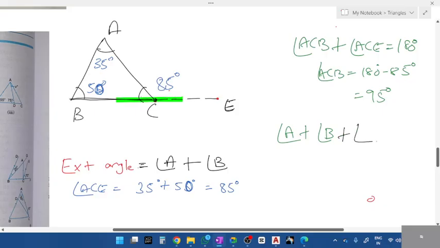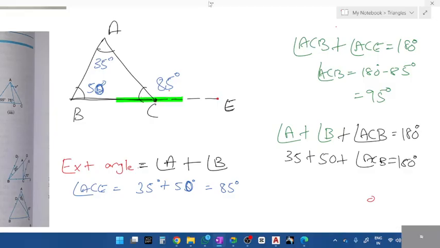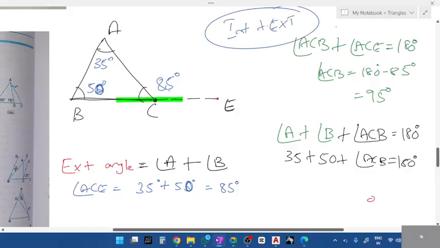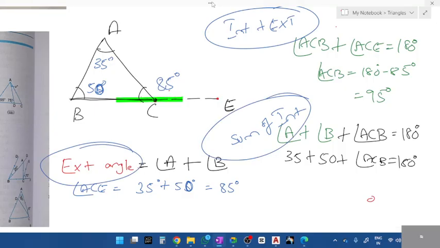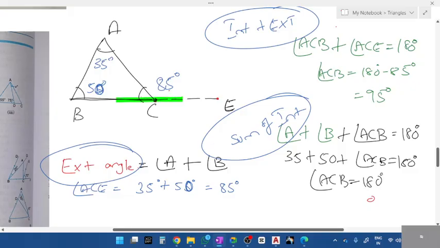A, B. And for C, how will you write? Angle A, C, B. Equal to 180. Yes, 35 plus 50 plus ACB is equal to 180. Find the value of ACB. 95. Can you see for both you get 95 as the answer, right?